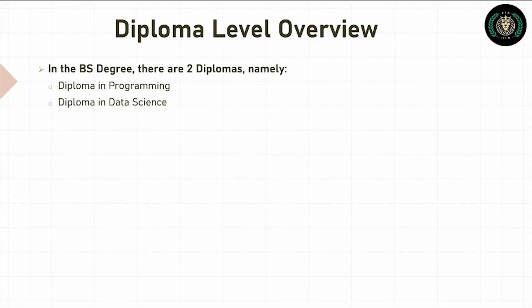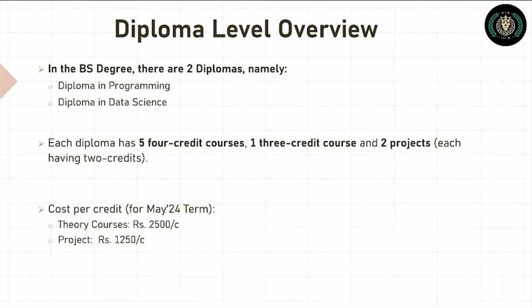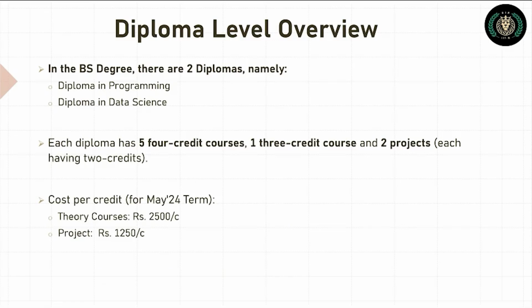For the data science students, there are two diplomas, namely Diploma in Programming and Diploma in Data Science. In each of these diplomas, there are 5 4-credit courses, 1 3-credit course, and 2 projects, each with 2 credits. Moving on, the cost per credit as was in the May 2024 term.